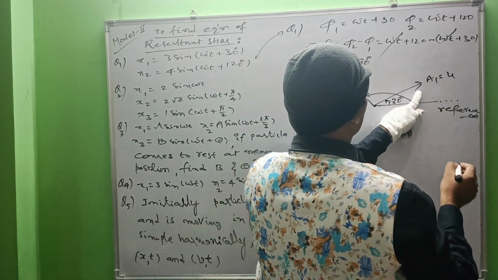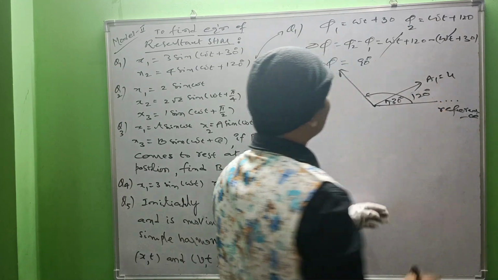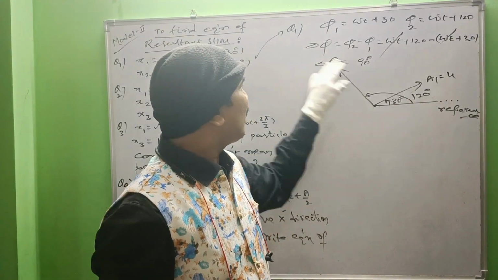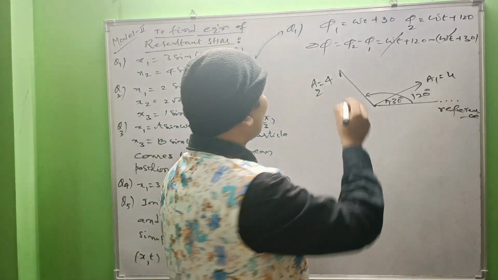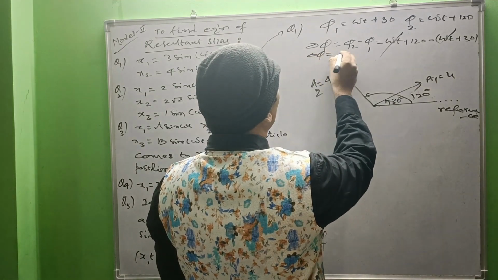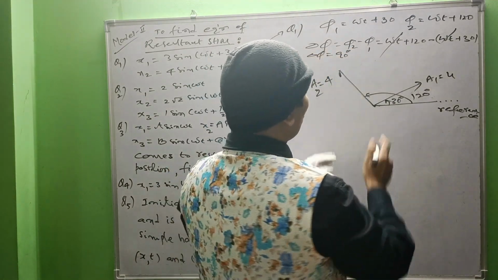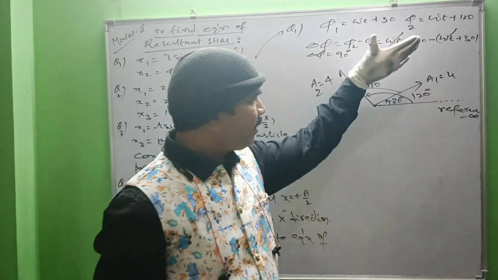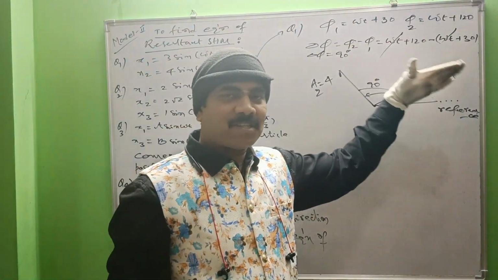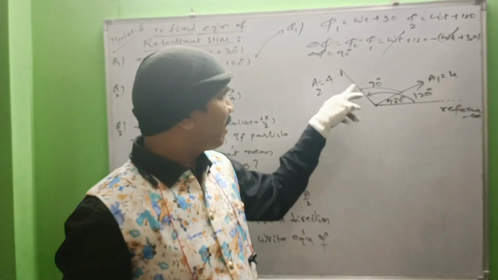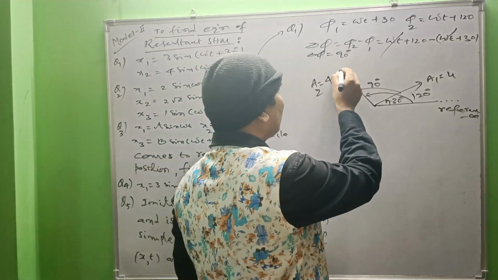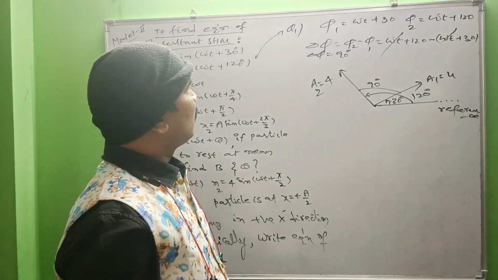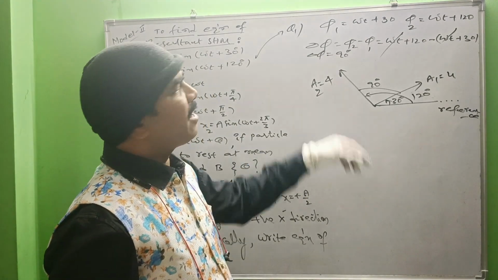Now what is the phase difference between A1 and A2? That is 90 degrees. Between A1 and A2, delta phi equals 90 degrees. So the phase difference between A1 and A2, that is the first and second oscillations, is 90 degrees. Okay. Now, how to find the resultant amplitude?